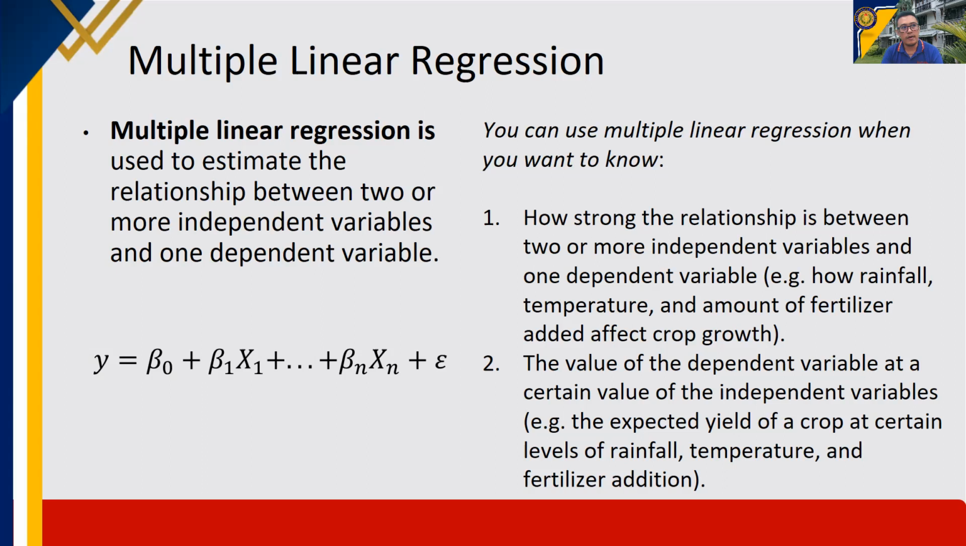You can use multiple linear regression when you first want to know how strong the relationship is between two or more independent variables and one dependent variable, for example, temperature and amount of growth. Another use is the value of the dependent variable at a certain value of the independent variables, for example, the expected yield of a crop at a certain level of rain, temperature, and fertilizer condition.